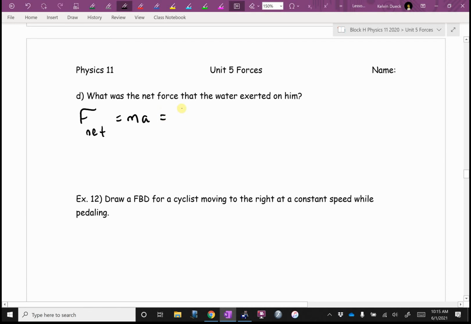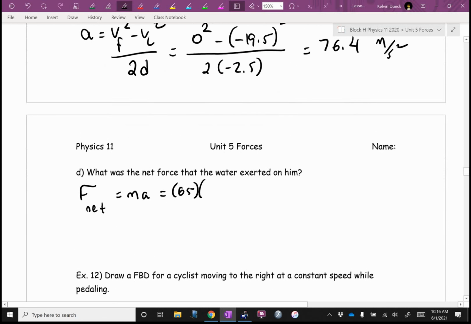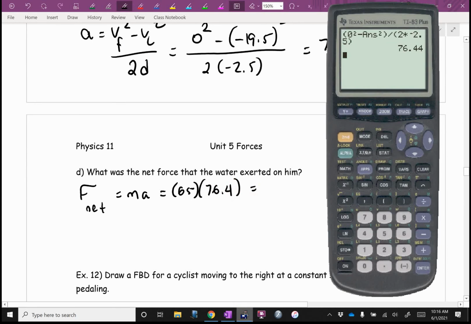Was it 65? I probably gave it on the first line usually. And the acceleration, hey, that's our answer from part C, which was 76.4. Again, I'm going to use my answer button. I have 76.44. So 65 times answer button. The force that the water exerted on him, just shy of 5,000 newtons. 4,968.6. Now to put that in perspective, getting hit by a baseball bat is around 6,000 newtons.